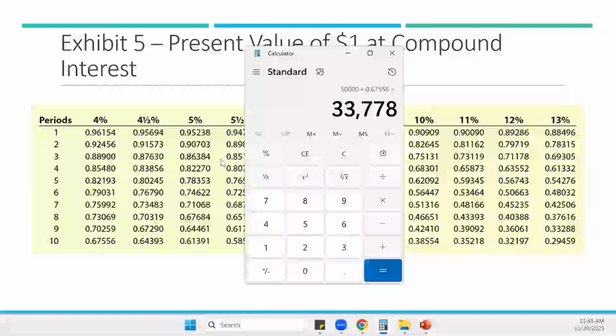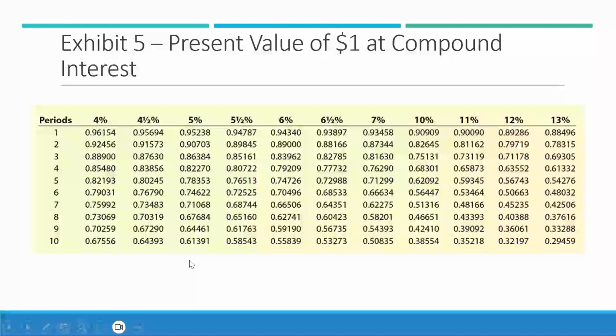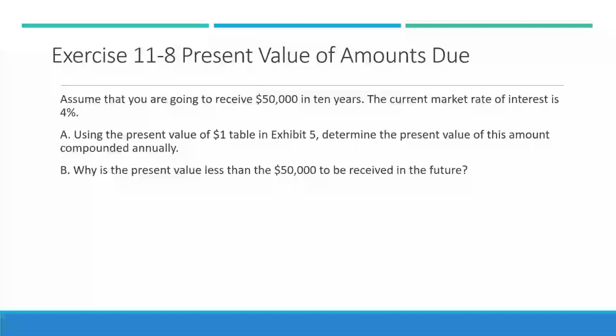And the present value would be 33,778. And why is this less than the future value? Does anybody have any thoughts as to why 37,000 or 33,000 today is worth less than 50,000? Yeah, it's just the present value of money. $1 today is worth more than $1 tomorrow, right? We know that we're going to make this amount of interest. $33,000 today can be invested at 10% for 10 years, and then we can make that amount of money in the future.